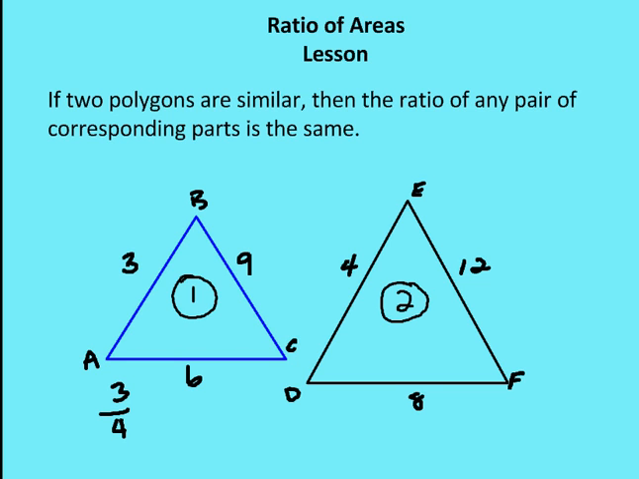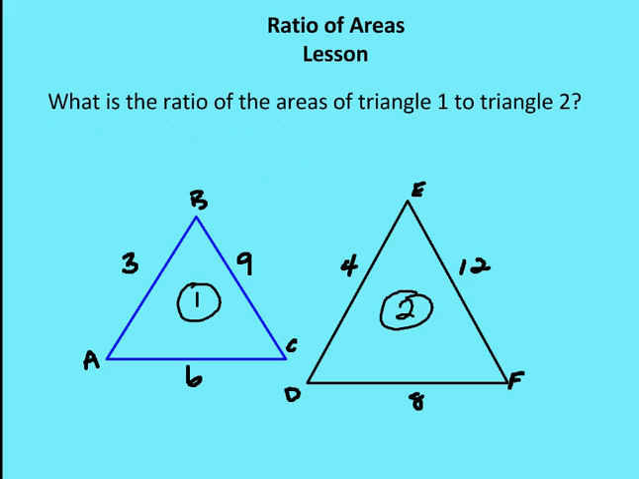So I'm going to say that triangle 1 is similar to triangle 2. So I know that the ratio of any pair of corresponding parts is going to be the same, and I've drawn all the relationships for you. So I have 3 to 4, 3 to 4, and also 3 to 4. All right, so let's talk about how that functions in terms of the relationship of areas.